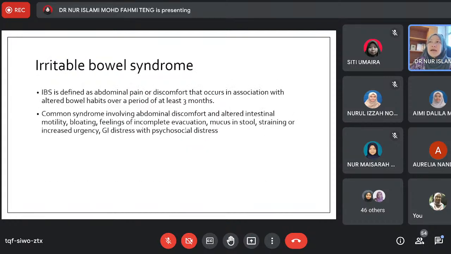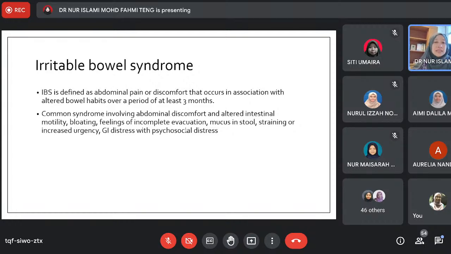And what is IBS? There is also IBS, which is irritable bowel syndrome. IBS is actually abdominal pain or discomfort that occurs in association with altered bowel habits over a period of at least 3 months. It is a common syndrome involving abdominal discomfort and altered intestinal motility, bloating, feelings of incomplete evacuation, mucus in stool, straining or increased urgency, GI distress with psychosocial distress.